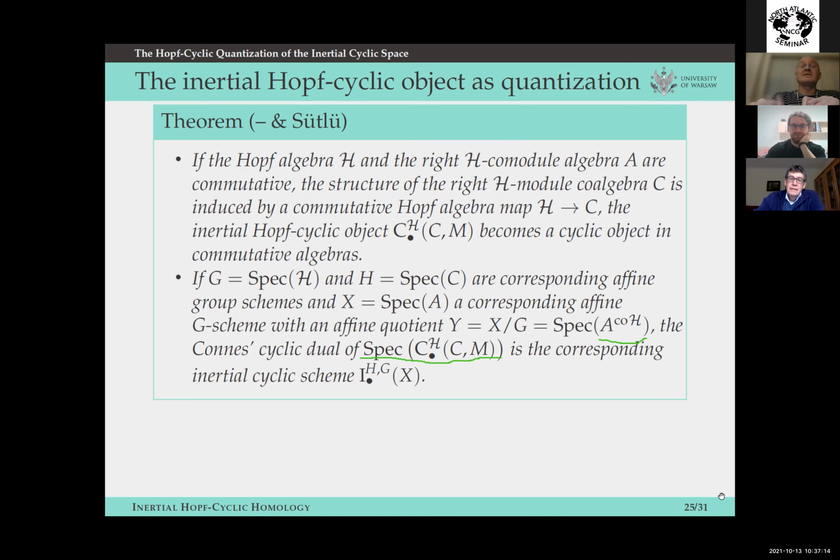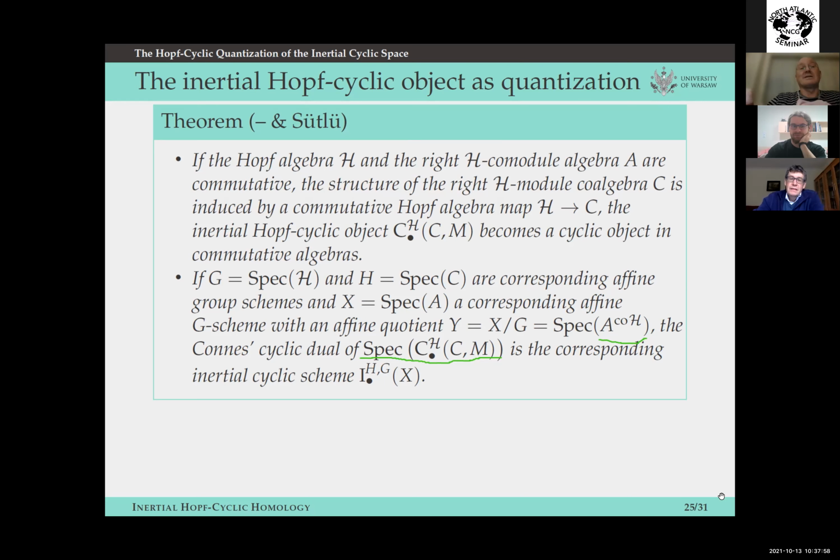And a very nice thing can be discovered. Namely, this is almost like the inertial cyclic scheme which was defined before, which was isomorphic to the cyclic nerve of the transformation groupoid. However, we need to do something with this, because if we take this spectrum construction, it's a contravariant construction. So from a cyclic object, we obtain something which is a co-cyclic scheme.